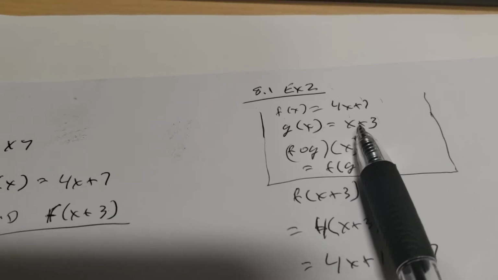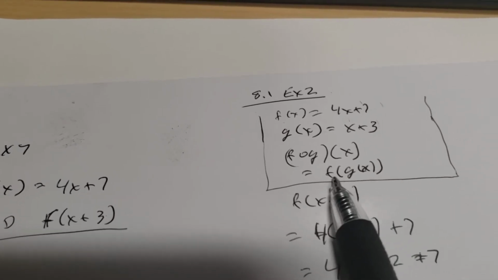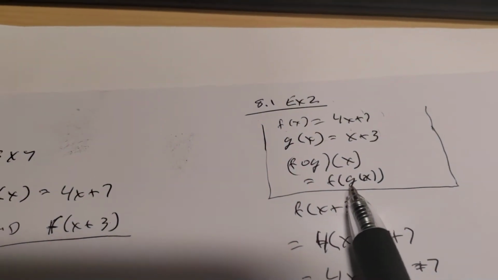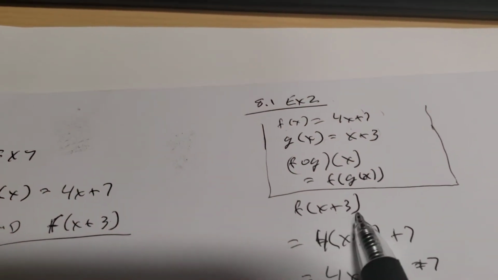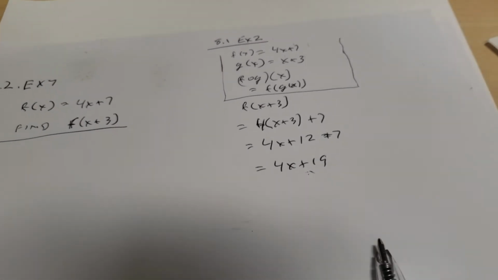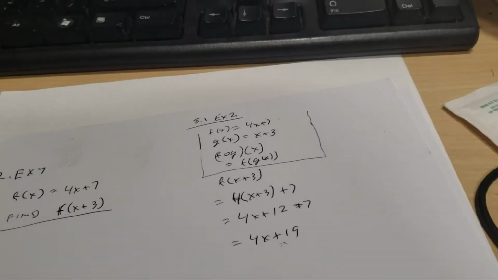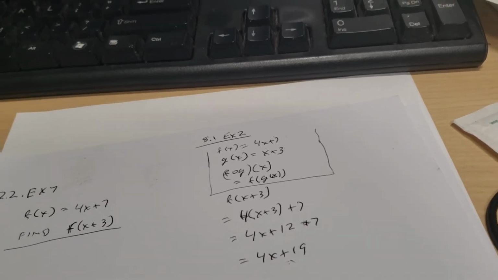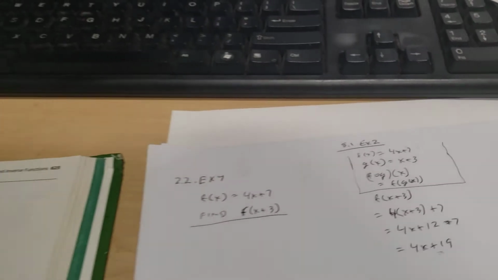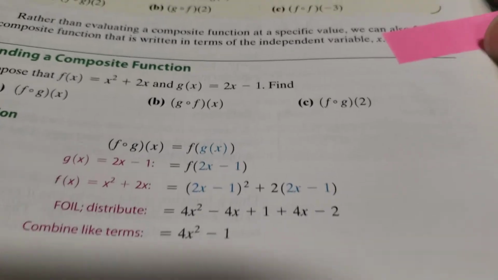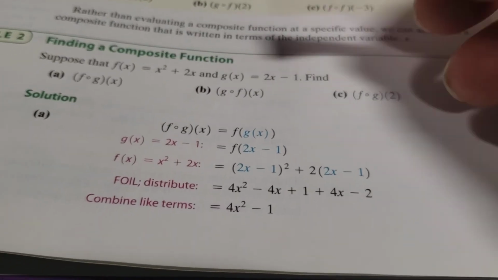So since g of x is x plus 3, I would just take this outside f, copy it, and replace g of x with x plus 3. The work is exactly the same as what we do in chapter 2. It's just a different notation. So I'll flip over to that particular example in the book, and let's see.